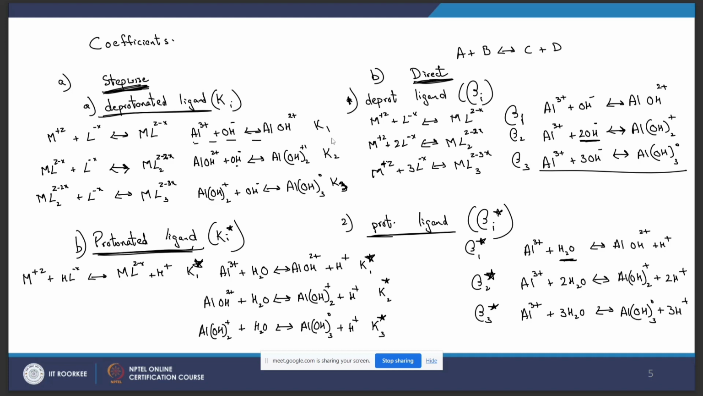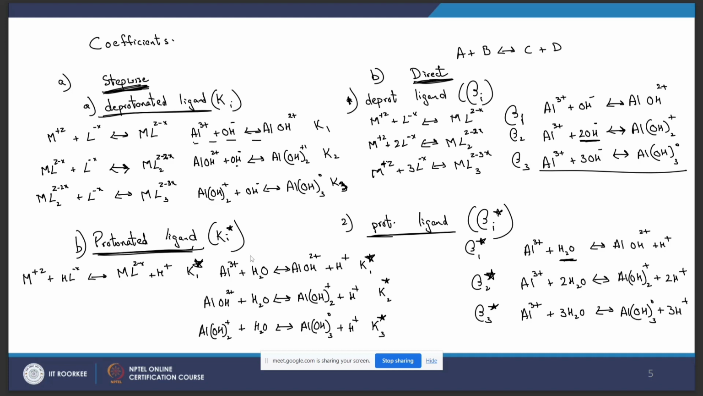then the K series is used, and for each species, suppose we have to write for Al(OH)2, then we will not write from Al3+, we will write from the previous complex which was formed, that is AlOH 2+ plus OH minus gives Al(OH)2. Next we will write for Al(OH)3, and next for Al(OH)4 minus. This is the equilibrium constant in terms of K.